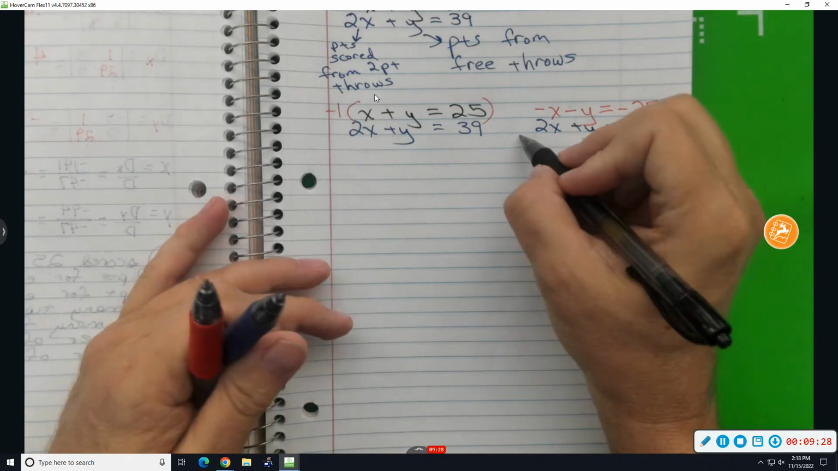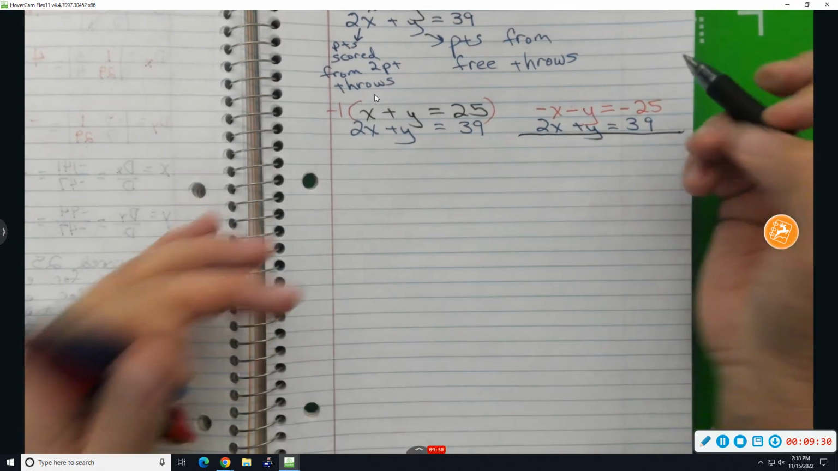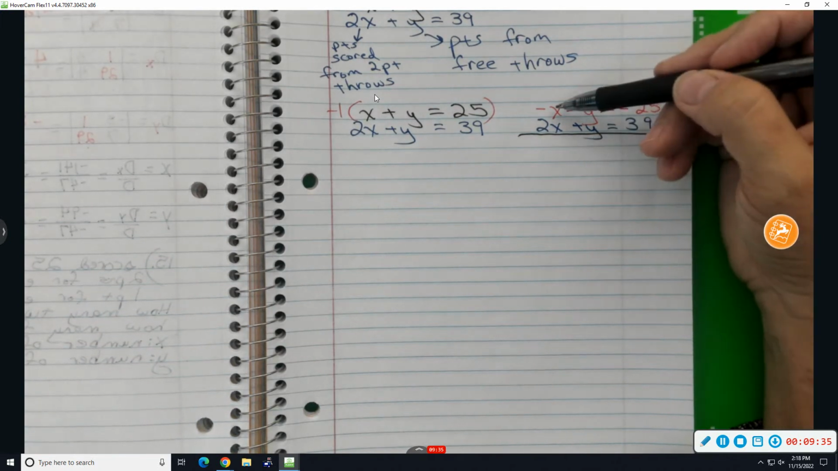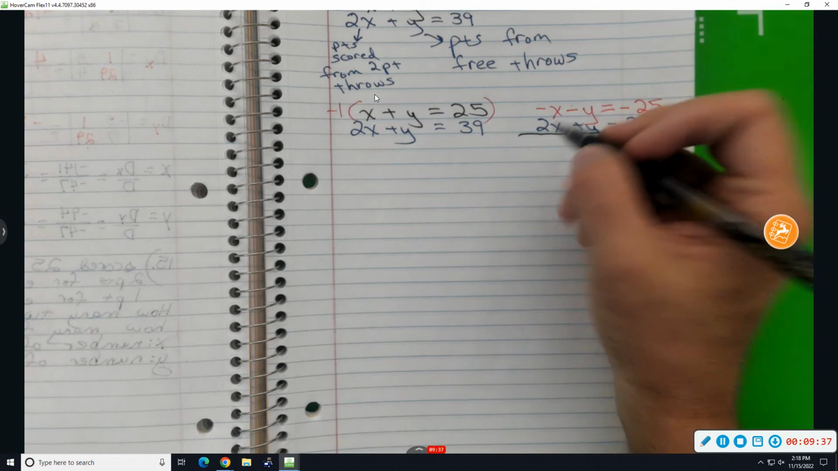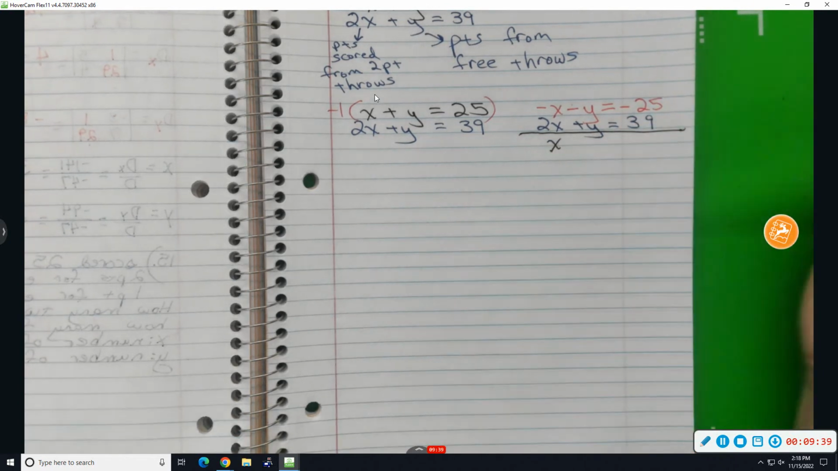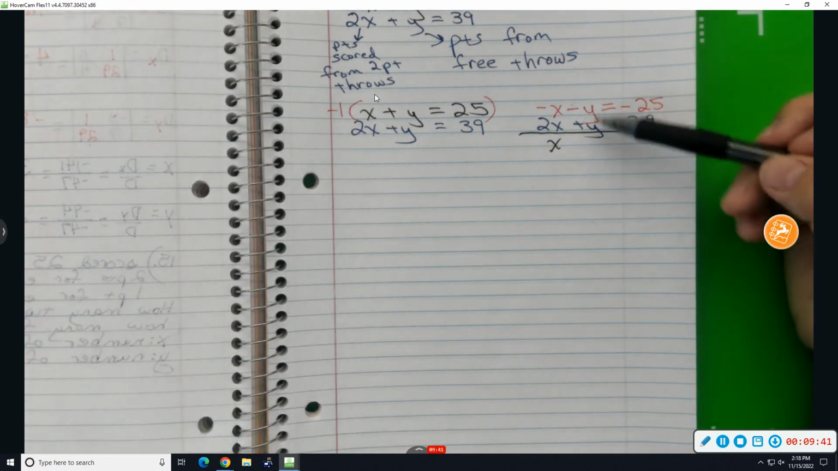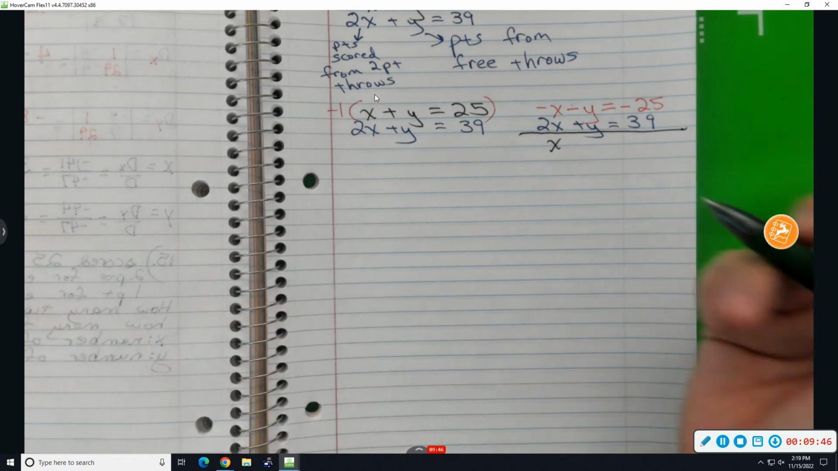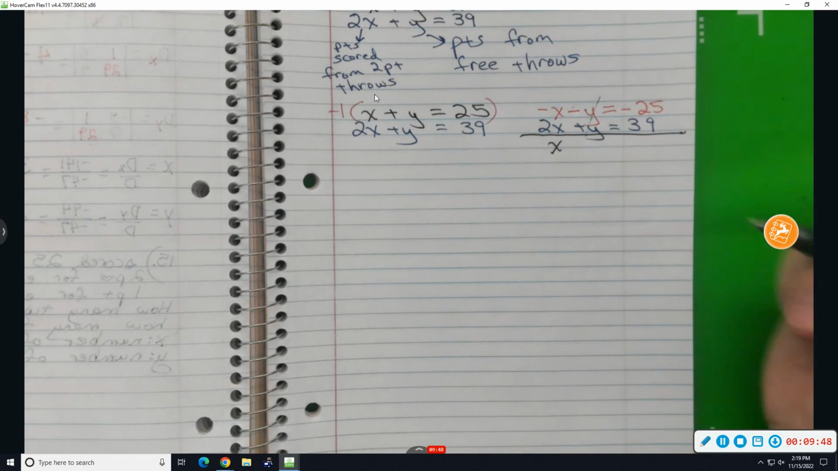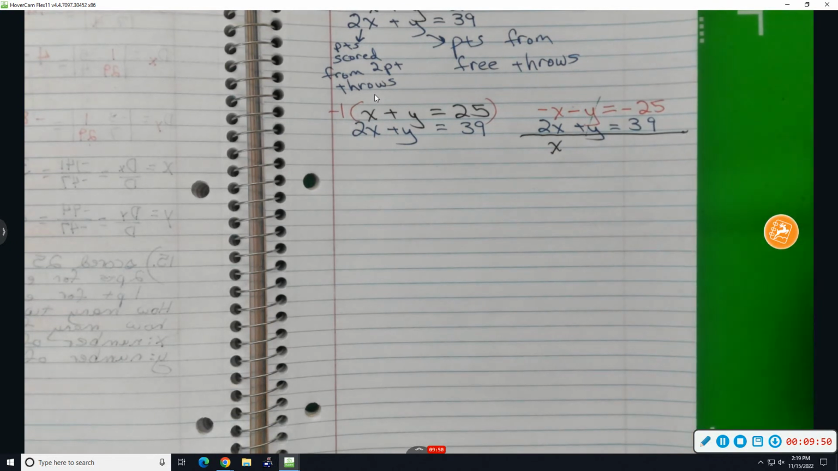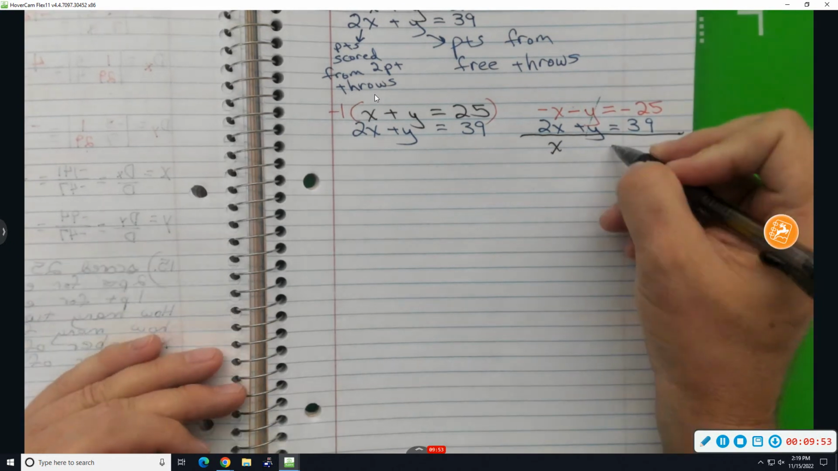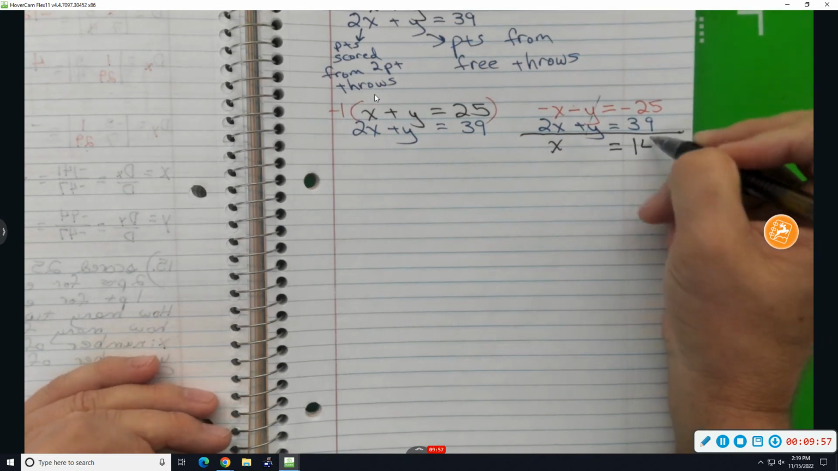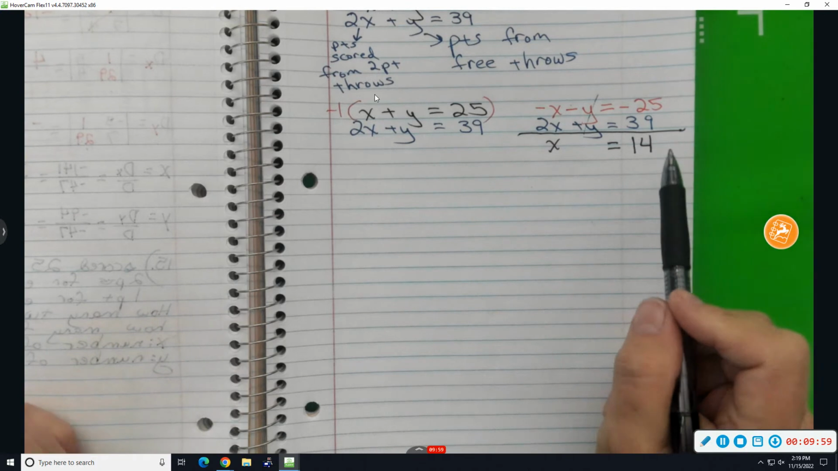Okay, so we're adding the two together. Notice we have the same coefficient but opposite signs on the y. Negative 1x plus 2x, that's just going to give us a plain x. So negative y and positive y cancel each other out. So you've eliminated the y. That's the name of this method, elimination. We've just eliminated the y. Down the equals sign, negative 25 plus 39 equals positive 14. So x equals 14. So 14 is what?